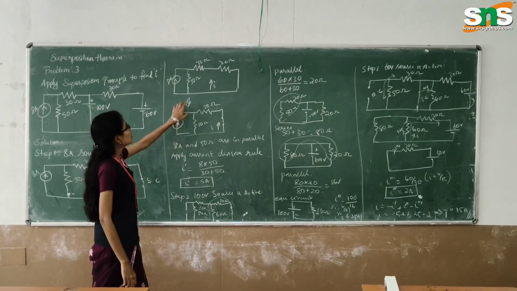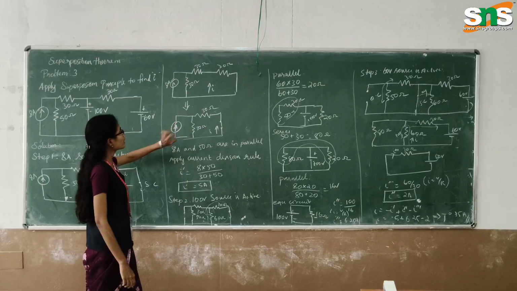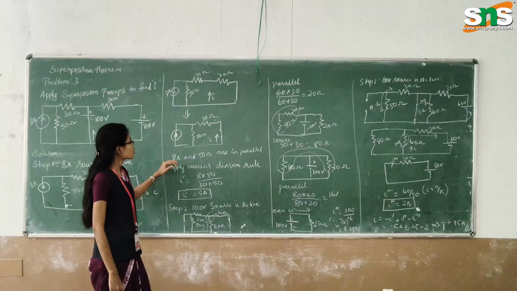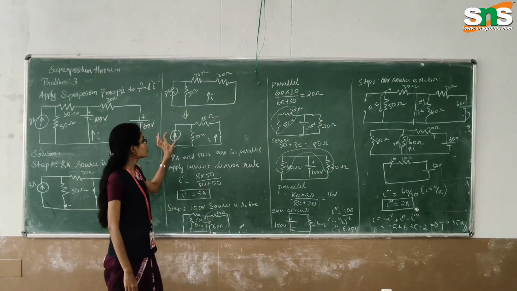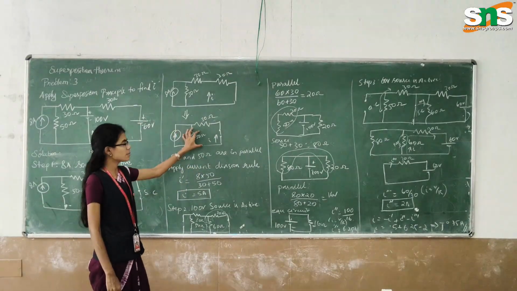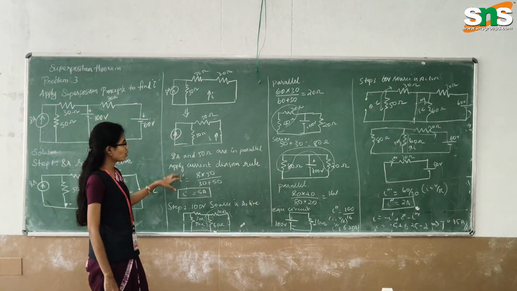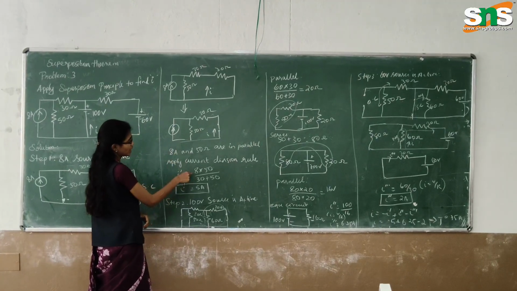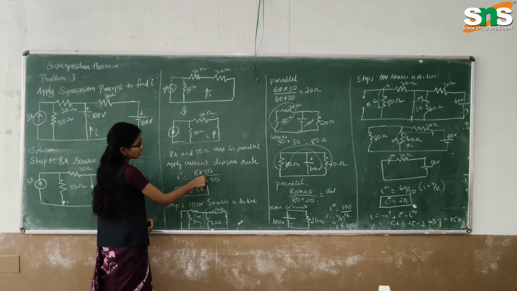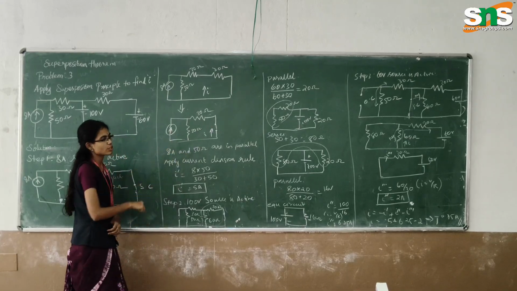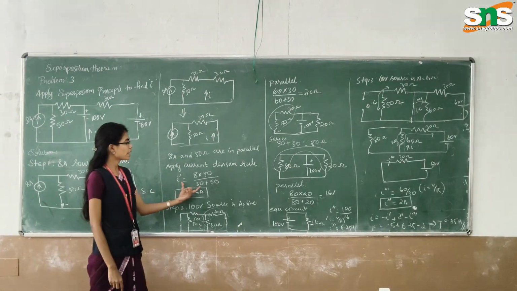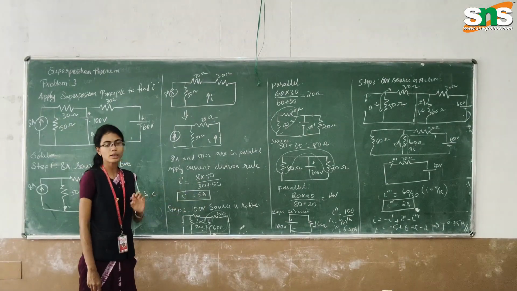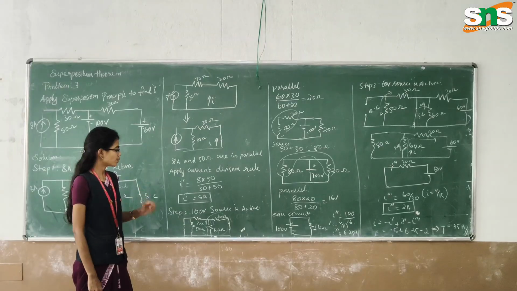Rewrite the diagram with the 8 amp source and the neglected branch removed. Here we have 50 ohms, 30 ohms and the 8 amp source, where the voltage sources are short circuited. So the 8 amp source and the 50 ohm resistor are in parallel, and we apply the current division rule. In the current division rule, the current is the source current times the opposite resistor divided by the sum of the resistors. By applying this, we find the I dash value. Applying this, we get 5 amps as I dash.